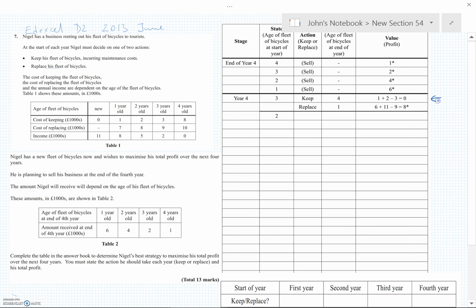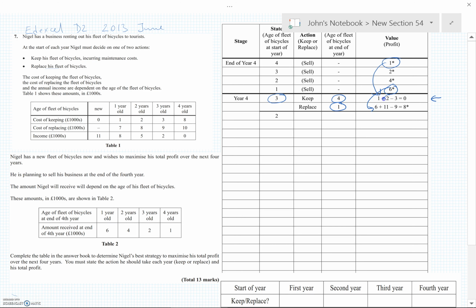So let's just talk through these numbers here. If we're in year 4, we've got 3-year-old bicycles at the beginning of year 4. What that essentially means is that we haven't replaced them at any time before. Then if we keep them, we've obviously got 4-year-old bicycles and we're pulling down the 1 from before. However, if we replace them, we've got 1-year-old bicycles and we're pulling down the 6 from before.